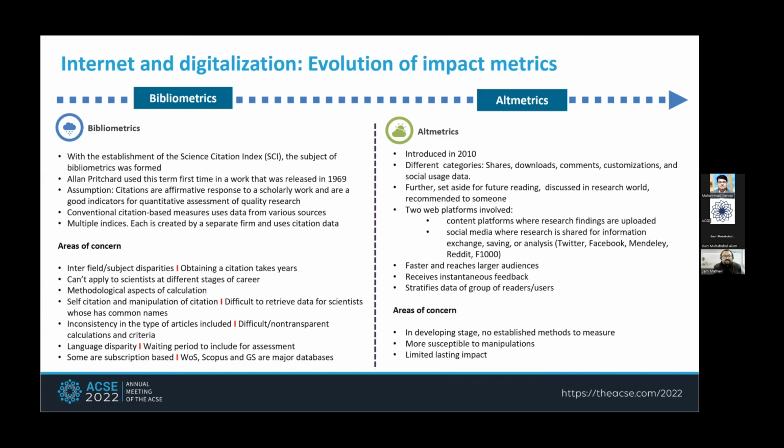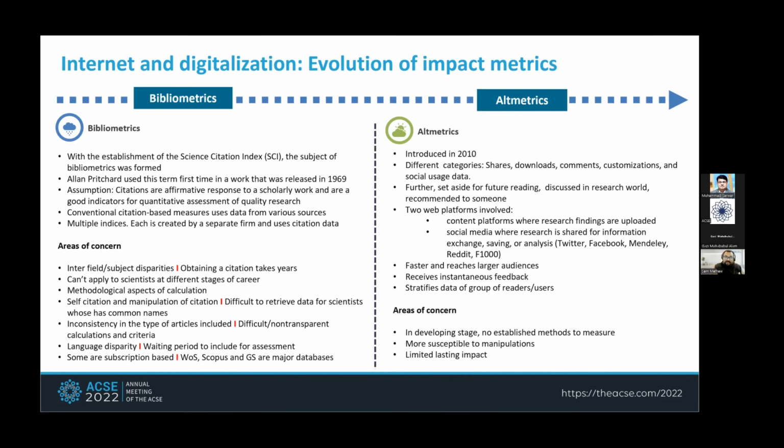As we have seen, there are multiple impact factors and multiple impact metrics that are used to measure the impact of a research or a researcher. We have seen the advantages and the disadvantages. Most of the things that we have seen currently are based on the citation metric that is called bibliometrics. And bibliometrics is based on the assumption that citations are affirmative responses to scholarly publishing that are good indicators of quantitative assessment of research quality.